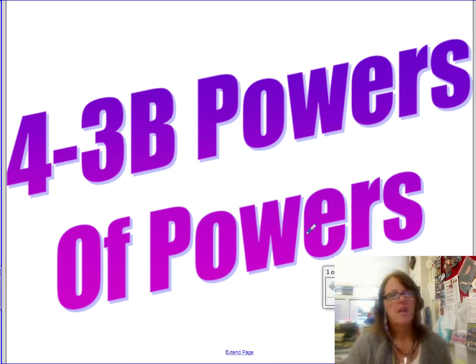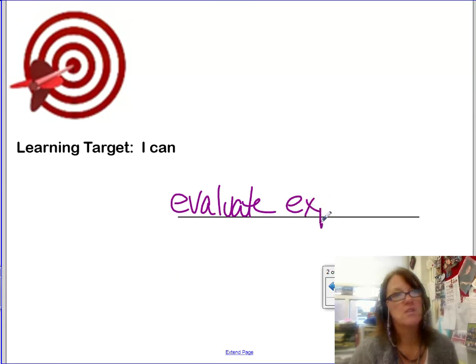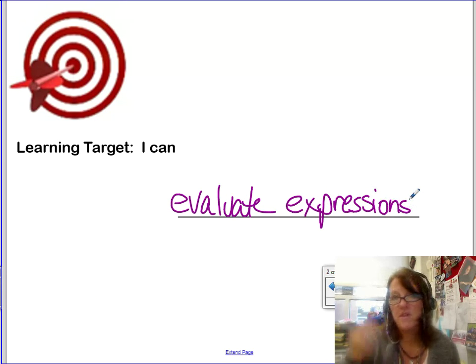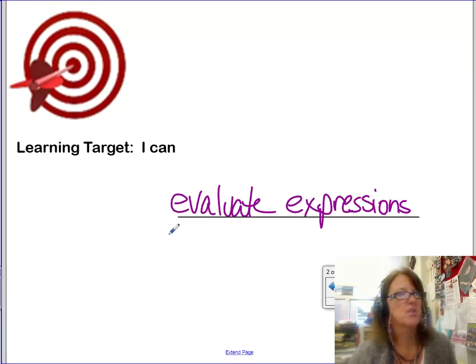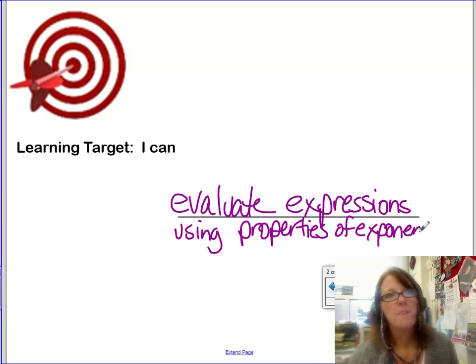Oh, cool. All right, here is today's learning target. It's going to look very similar to yesterday because we're going to evaluate expressions, whether they're just numbers, meaning numerical expressions, or if they also have variables, so that'd be algebraic expressions, using properties of exponents. Today, however, your properties are going to focus in on powers of powers.